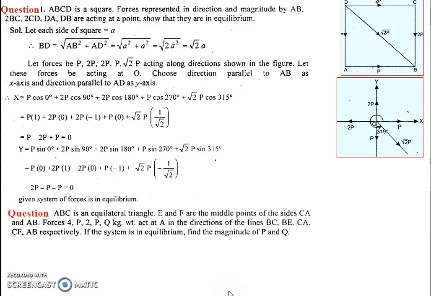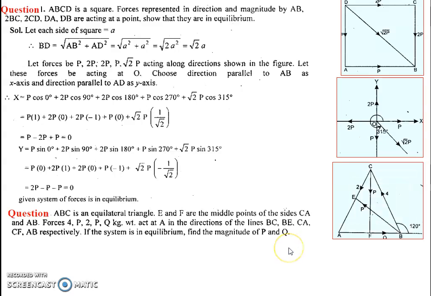Similarly, another question: ABC is an equilateral triangle. E and F are the middle points of the sides CA and AB. Forces 4P, 2P, Q kg weight act at A in the directions of the lines BC, BE, CA, CF, AB respectively. If the system is in equilibrium, find the magnitudes of P and Q. So first of all, I make the triangle with AB as Q.